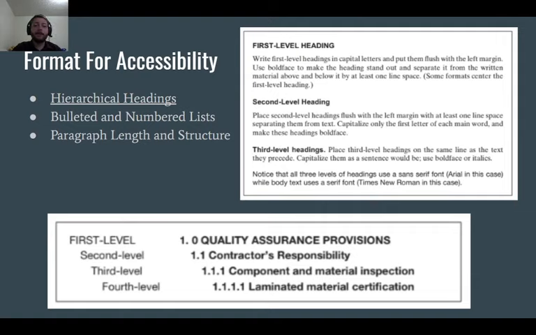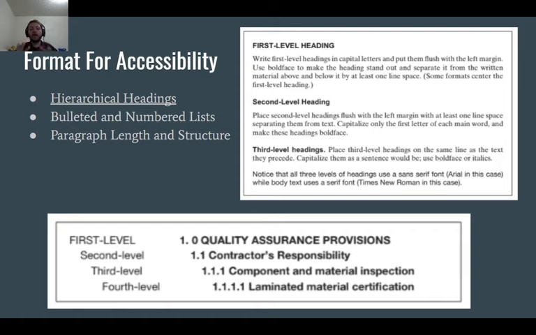All right, formatting for accessibility. So when it comes to accessibility, you want the reader to have as comfortable a time reading your technical document as possible. You don't want them to have to squint or have to reread several things. You want the document to flow. You want the document to breathe.